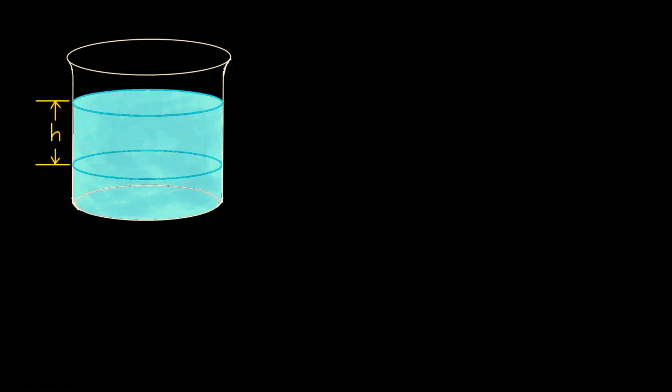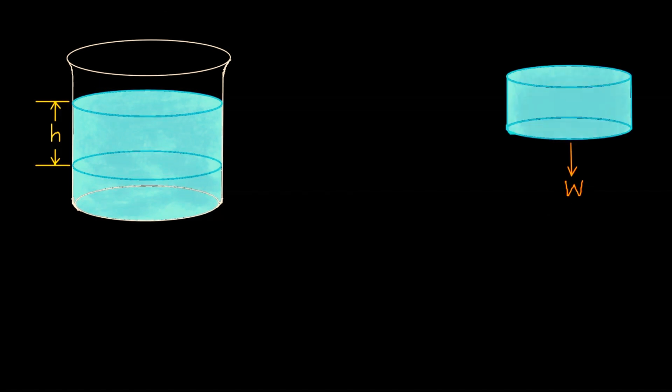Let's take a look at this vessel, which initially contains some amount of liquid. We're now going to add some more of the liquid so that we have an additional height h of liquid. This extra amount of liquid has weight and is supported by the remaining liquid below it, which is what we had initially. We can calculate the mass of this extra liquid by multiplying its density by its volume, since density is defined as the mass per unit volume.